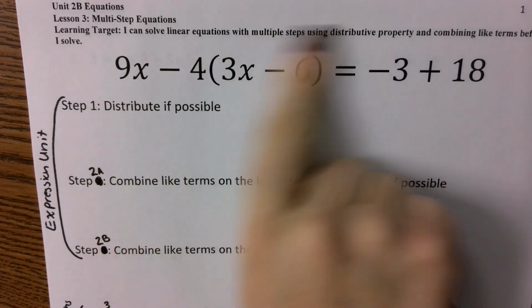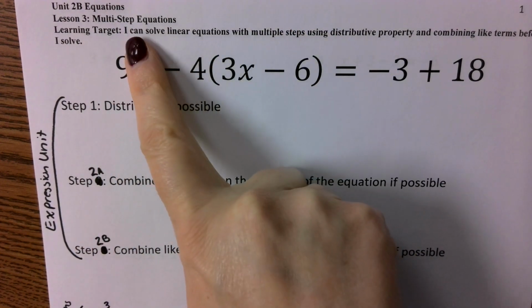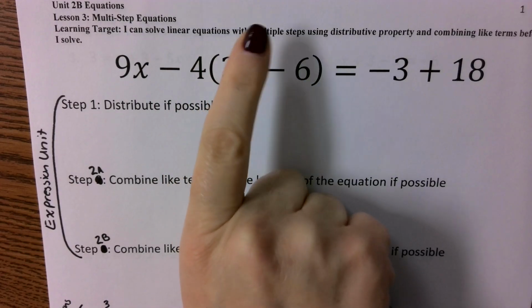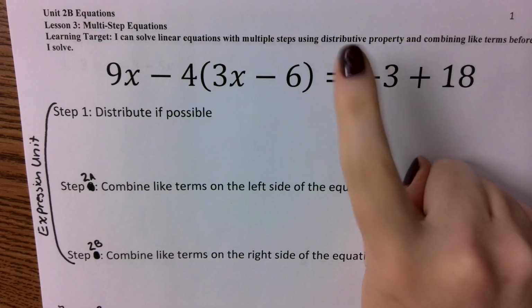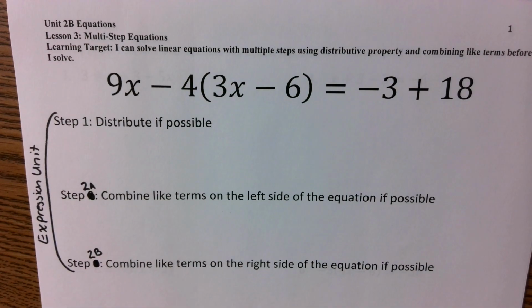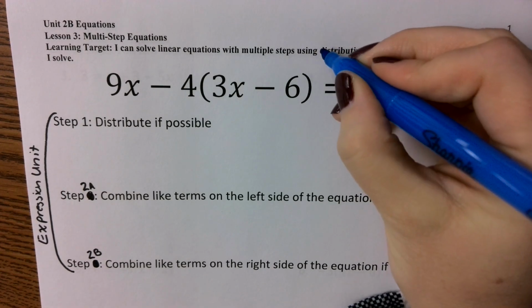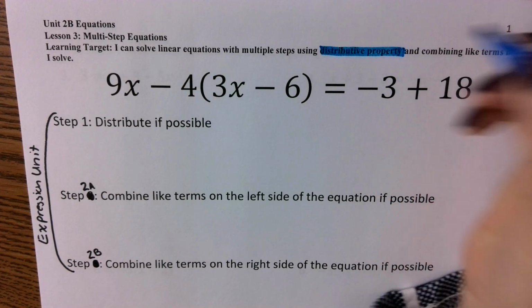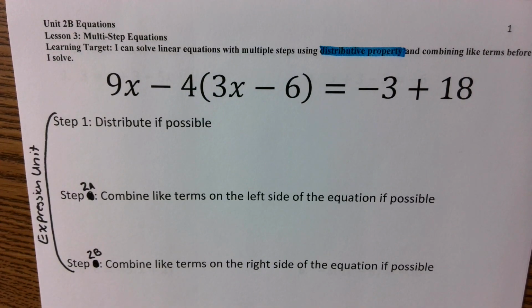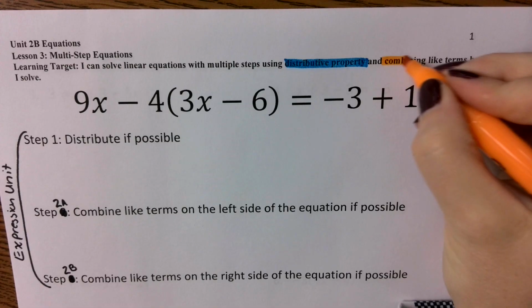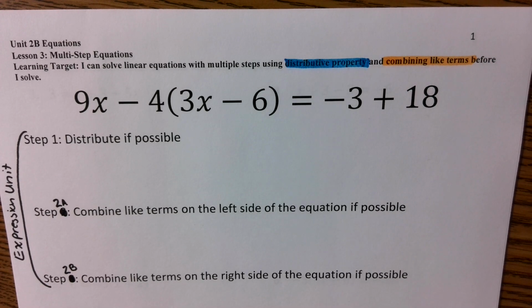So we're in our multi-step equations part. What we're doing for today is I can solve linear equations with multiple steps. We're going to be using distributive property. So what I want you guys to do is in your blue, you're going to underline, or if you're using a highlighter, you can highlight the distributive property word in blue. And then we're also going to be combining like terms. That's going to be in orange. Before I actually solve, we're going to do those two things before any solving happens.